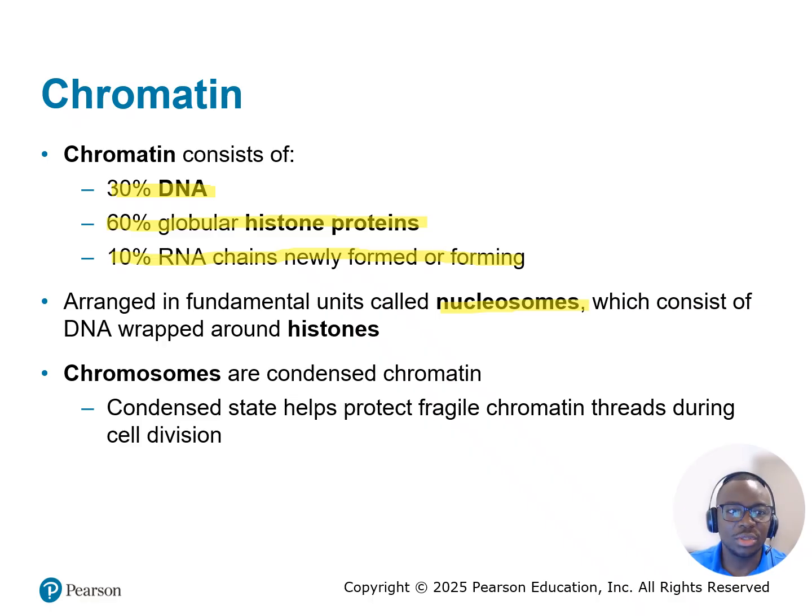Prior to cell division, chromatin condenses to form chromosomes. So chromosomes are condensed chromatin. This condensed state helps protect fragile chromatin threads during cell division.